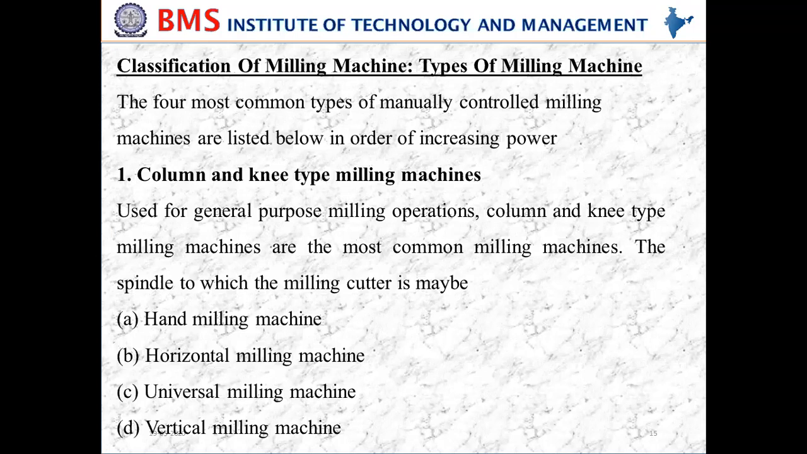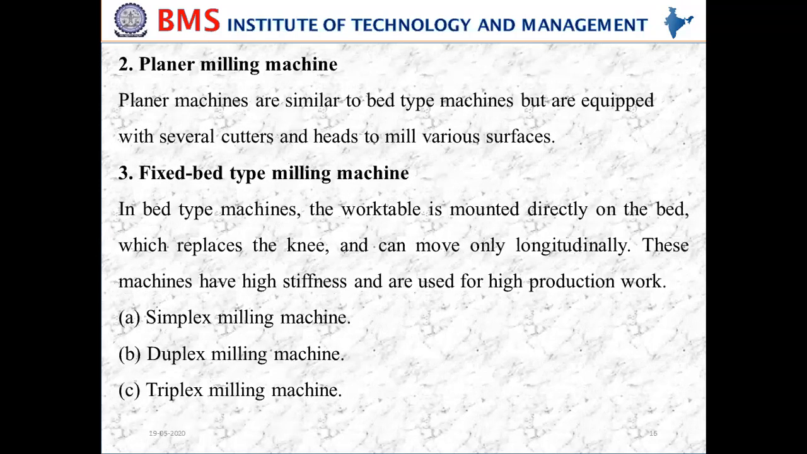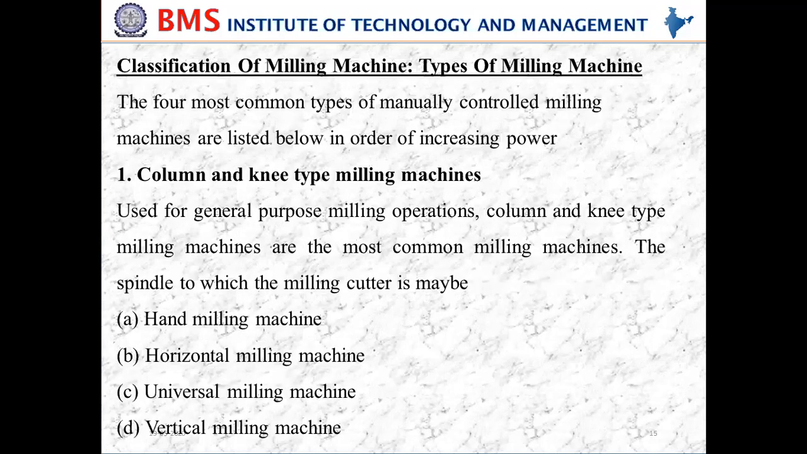Which are used for general purpose milling operations. Column and knee type milling machines are the most common milling machines. In that, based on the spindle to which the milling cutter is attached, there may be a hand milling machine, horizontal milling machine, universal milling machine, and vertical milling machine. All these four machines are called column and knee type milling machines.